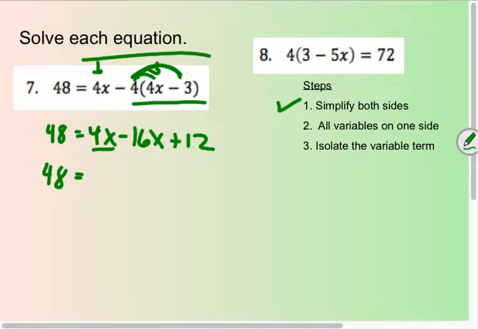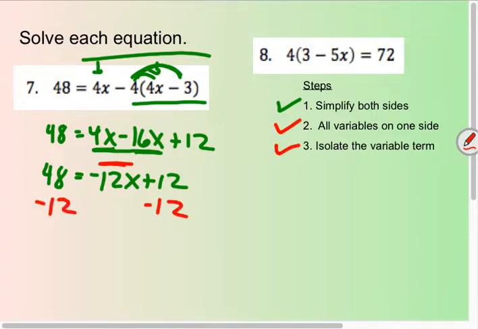Okay, what do we got here? I got an x term here and an x term here. They're on the same side, so I'm not going to add or subtract them to both sides. I'm just going to combine these terms. They're like terms. 4x and negative 16x is negative 12x plus 12. All variables on one side, we already have that. There's only one variable here, negative 12x. So isolating that variable term, we're going to subtract 12.